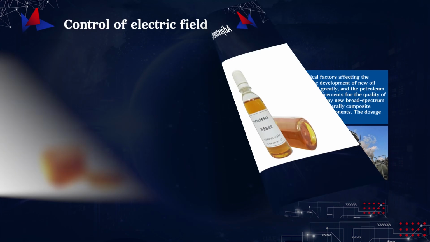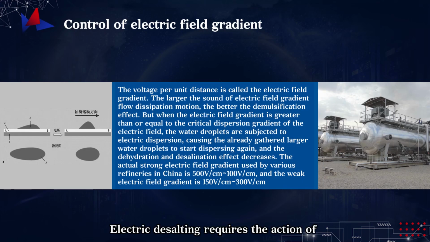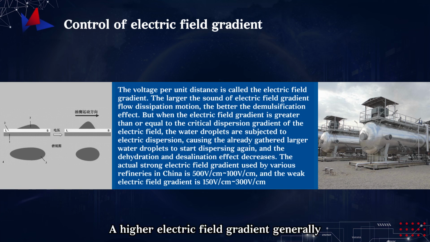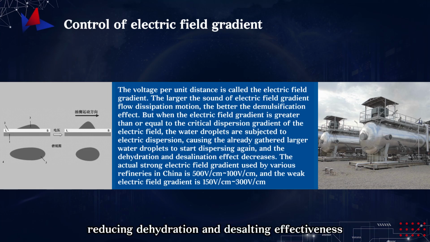5. Electric field gradient control. Electric desalting requires the action of a high-voltage electric field. The voltage per unit distance is called the electric field gradient. A higher electric field gradient generally leads to better demulsification. However, when the electric field gradient is greater than or equal to the critical dispersion gradient, water droplets undergo electrical dispersion, causing the already coalesced larger droplets to break up again, reducing dehydration and desalting effectiveness.